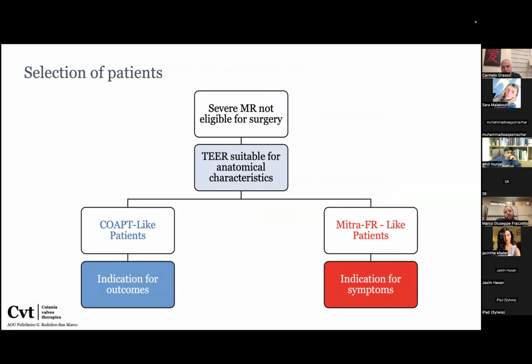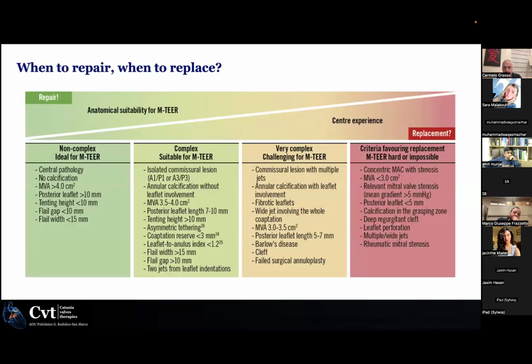So the summary is that if you have a severe MR not eligible for surgery and TEER is suitable for anatomical characteristics, you have to treat COAPT-like patients and the indication is for outcomes, as we have the result of the COAPT, but still you can treat even mitral FR patients and the indication is for the symptoms and the quality of life. So it is important what to expect and what to say to the patient when we treat them. So we have spoken about anatomical suitability for TEER.